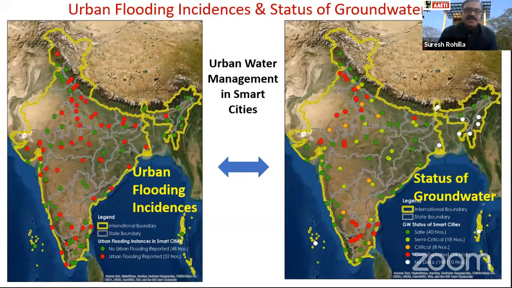You would see on the left side, we have done the mapping of urban flooding incidences, and these are all the smart cities, and red color dots show the number of smart cities where urban flooding issues have been reported in the last 3 to 4 years. And on the right side, you see the status of groundwater. The red spots show the overexploited zones, orange color is the critical, and yellow color is the semi-critical area. So you would see the coexistence of these problems of abundance and also shortage of water.